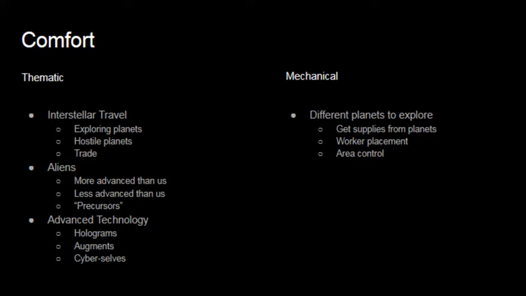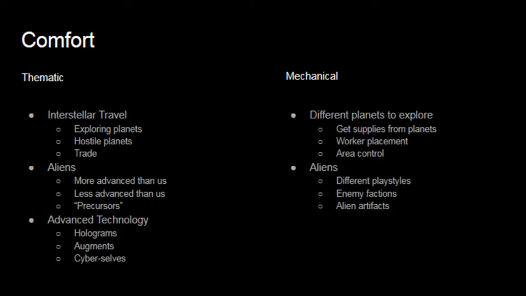Mechanically, from a game set in space, you expect to be able to explore planets, get supplies, maybe send people to the planet, and there's often an element of area control. What planets can you take over? Where are your bases of operations? Something like Twilight Imperium, where the map is one big star system, or other games that I don't play because I don't like sci-fi, or Twilight Imperium that much.